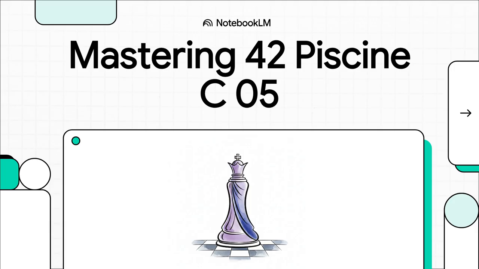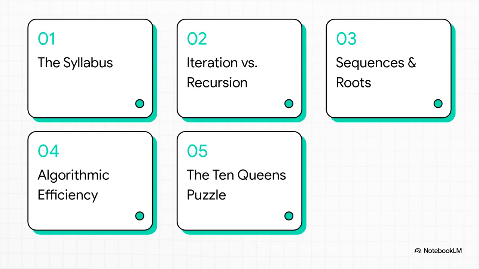We're going to go from basic mathematical loops all the way to complex algorithmic problem solving. So grab your notes because we have a lot of fascinating ground to cover. So here's our syllabus for today. We're looking at passing the Moulinette, the foundations of iteration versus recursion, applied sequences with Fibonacci and roots, algorithmic efficiency with prime numbers, and finally, the big one, the 10 queens backtracking puzzle. Let's get right into it.